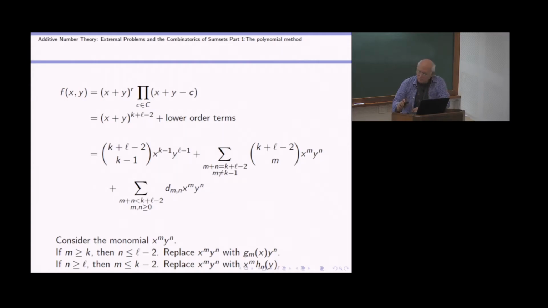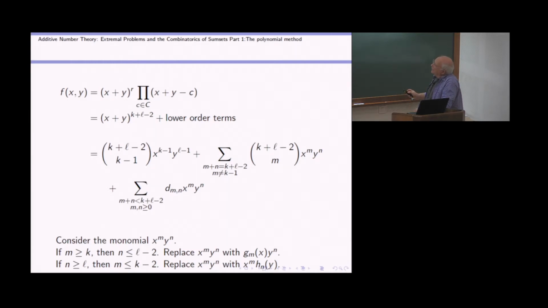Here's this polynomial. So if you expand it, it's (x plus y) to the k plus L minus 2 plus lower order terms. I suggest you use the binomial theorem. So one of these terms is k plus L minus 2 choose k minus 1, x to the k minus 1, y to the L minus 1. And then I have all the other terms from the binomial expansion, plus the lower order terms.